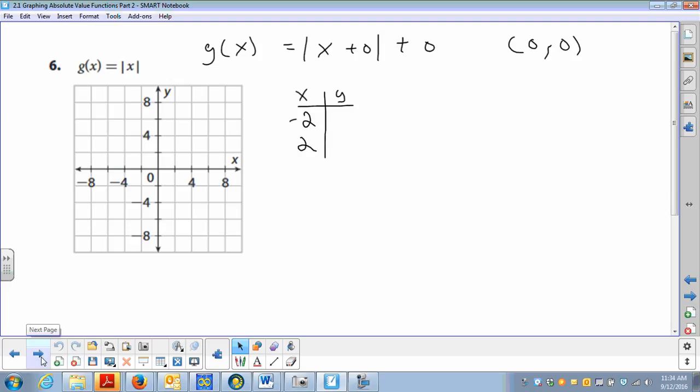The next thing I do is plug that into my function here, which will be extremely easy. -2 into the absolute value function is going to come out to be 2. And positive 2 in the absolute value function is 2 as well. So now I have my 2 points. My first point being -2 and 2, so I go over 2 and up 2. And then my other point is +2, +2, so I go over 2 and up 2. And now I have my 3 points and I can graph my function.